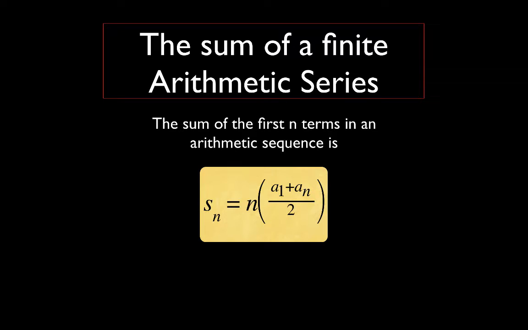All right, here's the formula to find the sum of the first n terms in a sequence. I don't want to spend too much time on this. All of this stuff means the same thing as it did in the other formula. So n is the numbered term, a sub 1 is the first term, a sub n, those n's match, those are the same. And s sub n just means the sum.